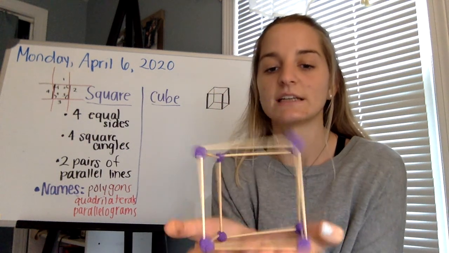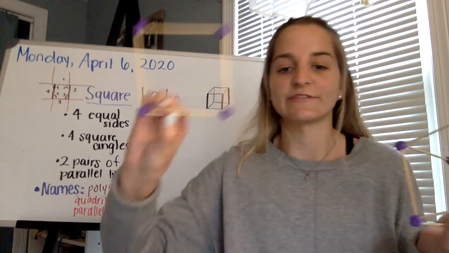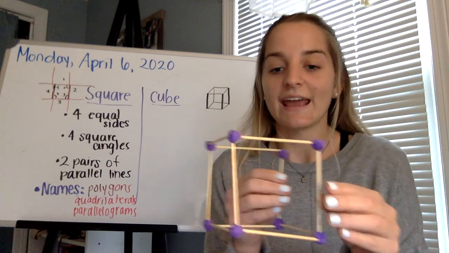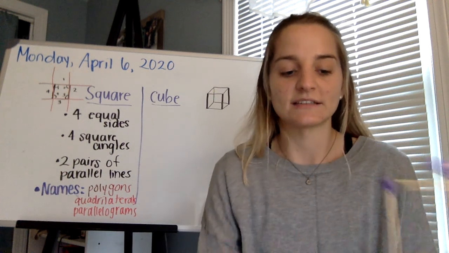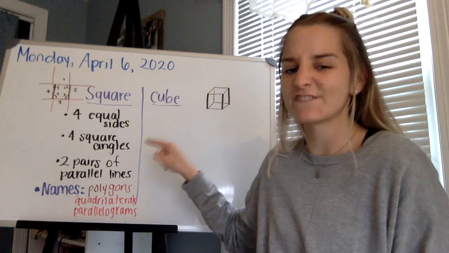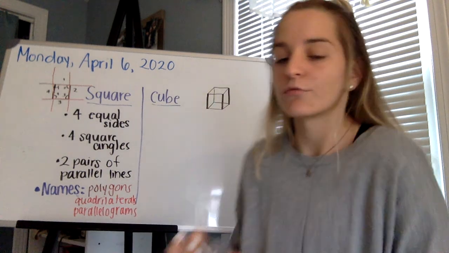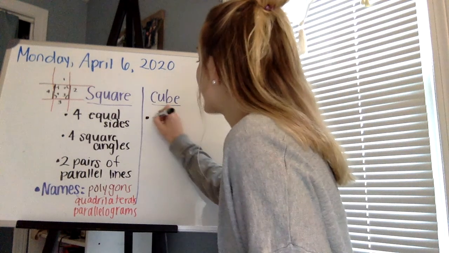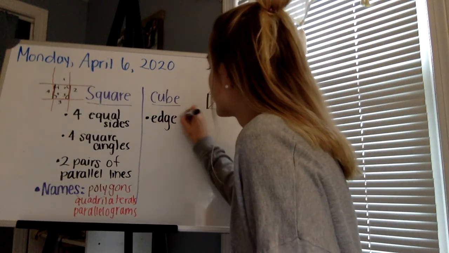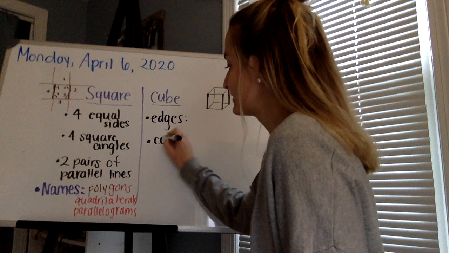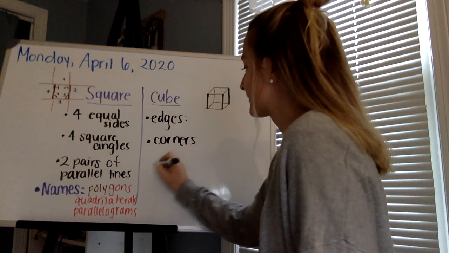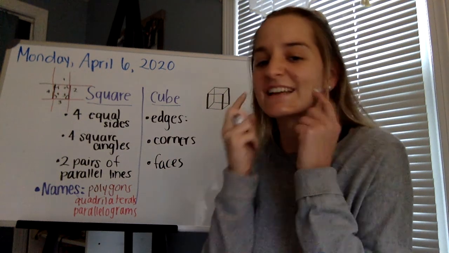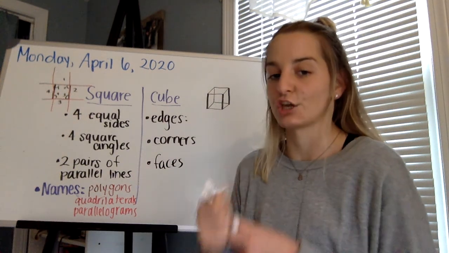This is a solid object, okay? It's not just a flat object. It's a solid object, okay? And it has attributes or characteristics of its own that makes it different than just a square. So the 3 characteristics of a cube we need to talk about are edges, corners, and faces. Not faces like our faces, but faces of a cube.